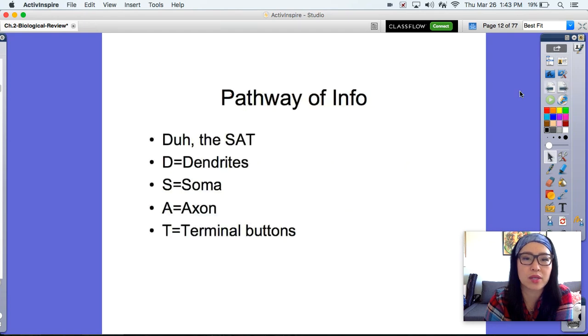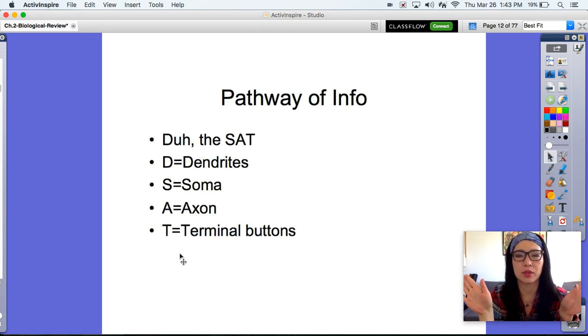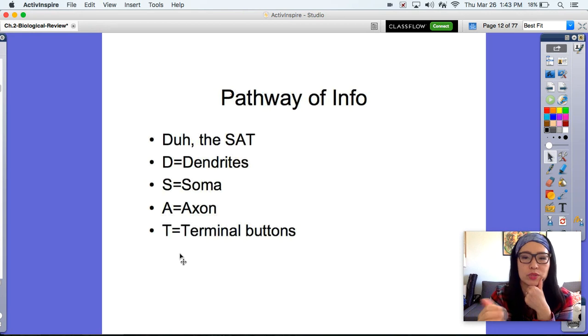Okay, so the whole pathway is the SATs, or dendrites, soma/cell body, axon, terminal buttons. And so remember we did the activity where we stood around the classroom and we had to be side by side with a friend, and then we interlocked our hands. So that whole idea was us representing the transmission of action potentials.